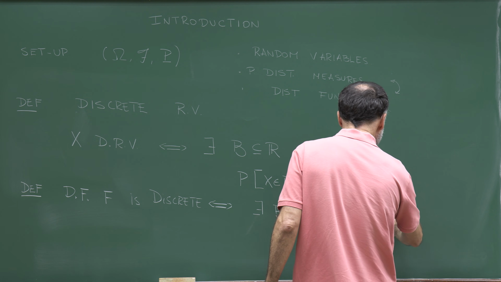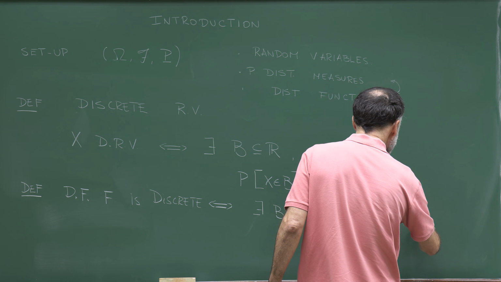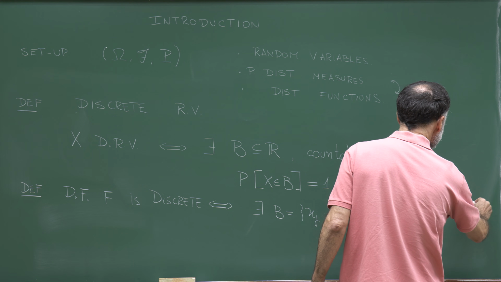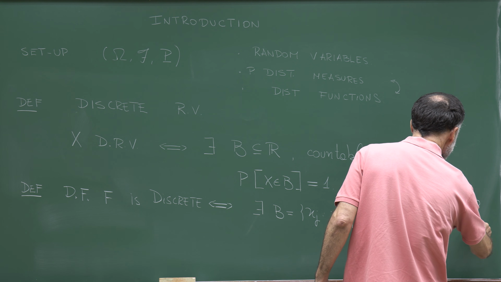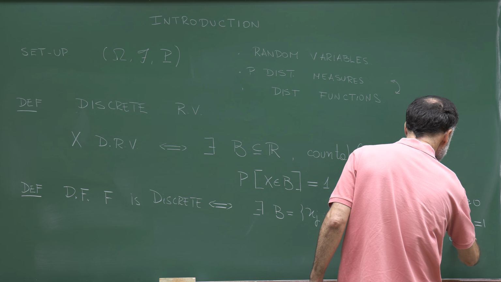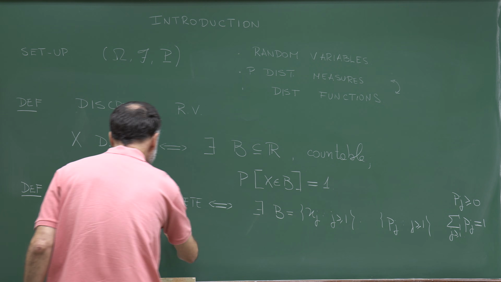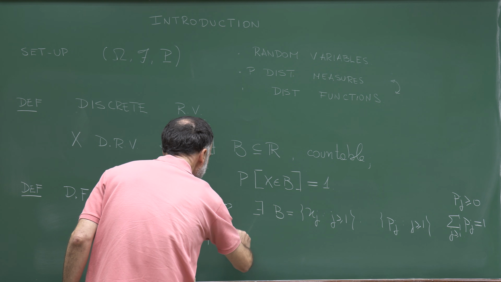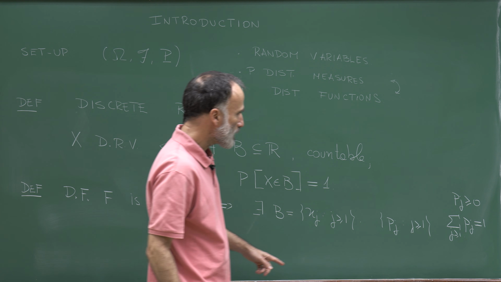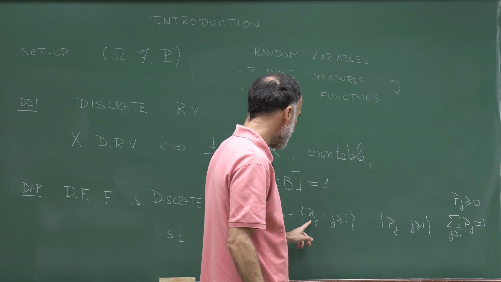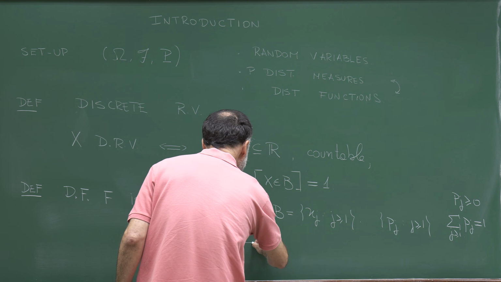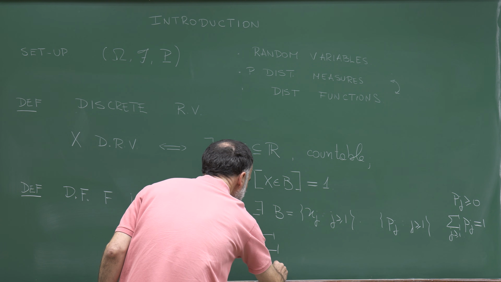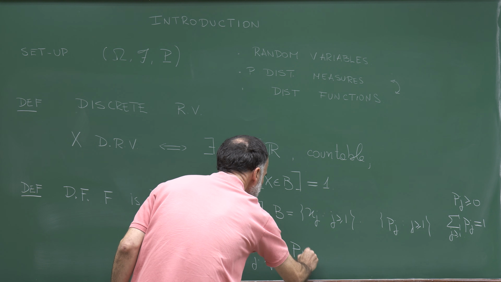And there exist also weights p_j, again j larger or equal to 1. So these weights should be non-negative, and they should sum to 1, such that the value of F at x is given by summing these weights for all j such that x_j is less or equal than x. So I'm summing p_j over all j such that x_j is less or equal than x.